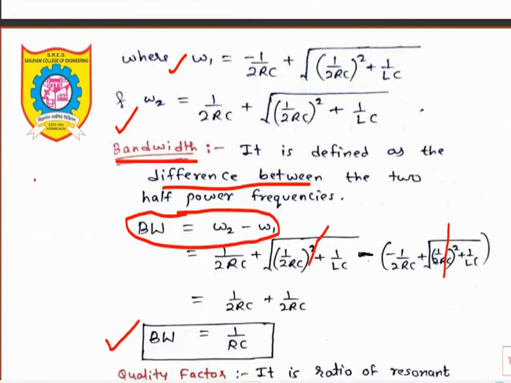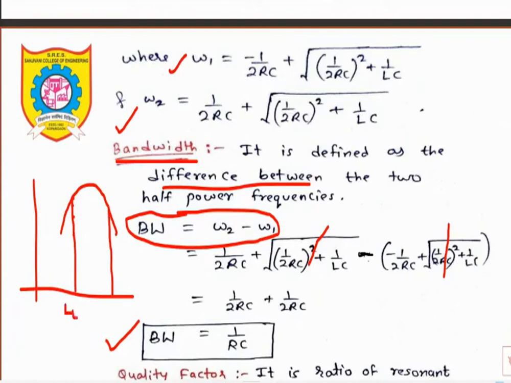And bandwidth is the range of frequency which is useful for observing the effect. So between omega 1 and omega 2, we are getting 50% or above 50% power. That's why it is called the useful range of frequency.